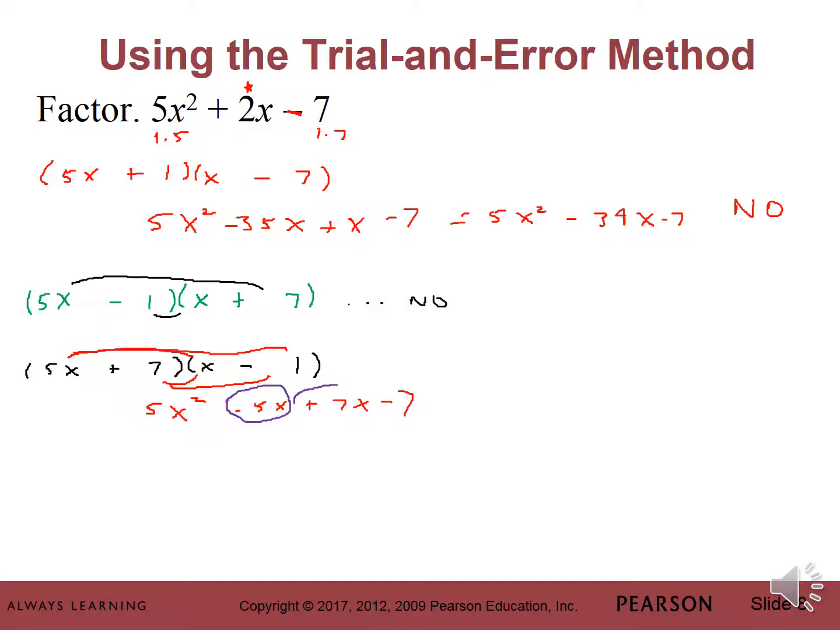It's going to get it done because we will combine these two to get 2x, the elusive 2x that we've been trying to get this whole time. 5x squared plus 2x minus 7. So our answer is 5x plus 7, x minus 1.